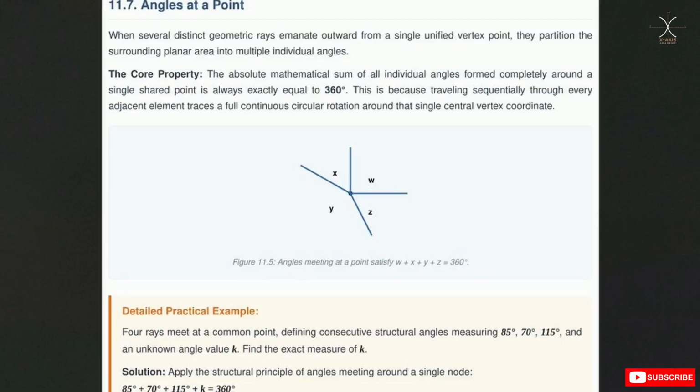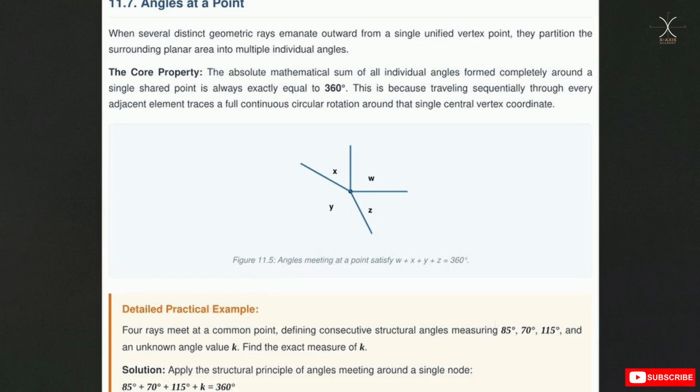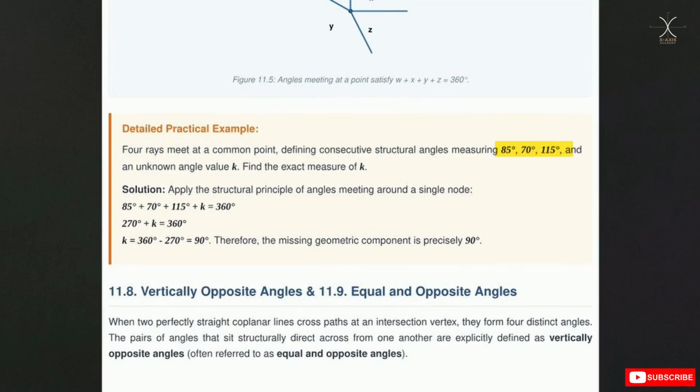Here is how that rule appears in a standard problem. We have 4 structural angles meeting at a single node. 3 of the angles are known, measuring 85 degrees, 70 degrees, and 115 degrees, leaving one unknown angle value, k. To find k, we apply the rule for angles at a point.